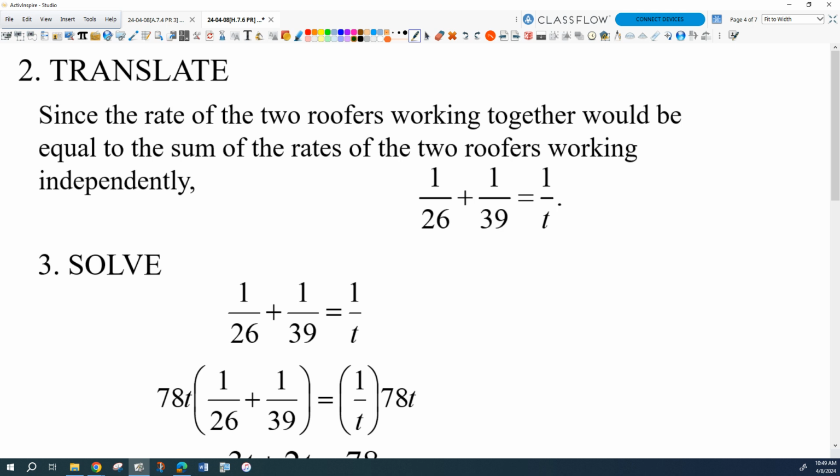13 and 2. Good. So 26 becomes 2 times 13. 39 factors into 3 times 13. And t is already factored. So what's my LCD going to be then?